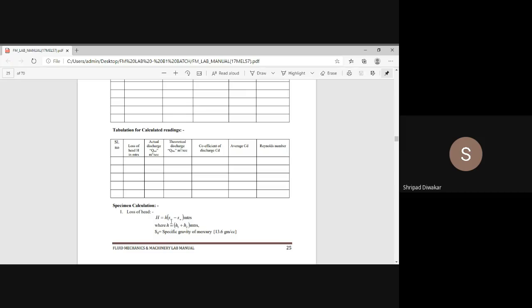Why are you taking mercury? Because mercury is used as a manometric fluid, so you have to take the specific gravity of mercury, and water is flowing inside the orifice meter. So the difference between the specific gravity of mercury and water, multiplied by small h, gives the loss of head. This is the first formula. All of you note down: capital H equals small h into (Sg minus Sw), where Sg is 13.6 and Sw is 1.